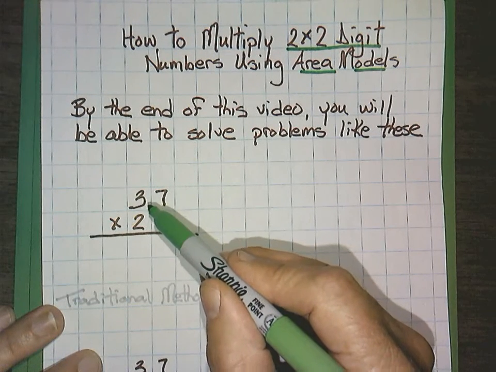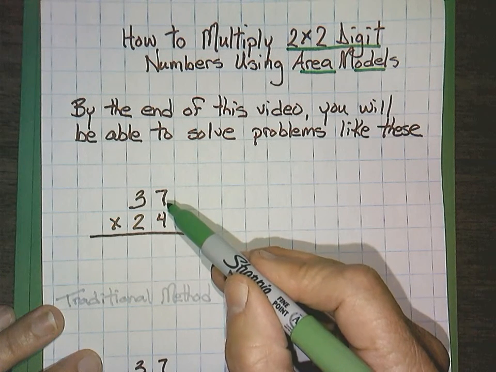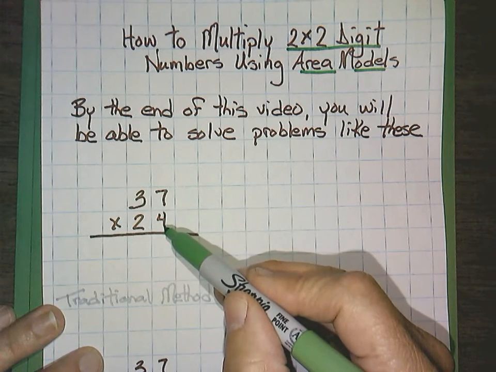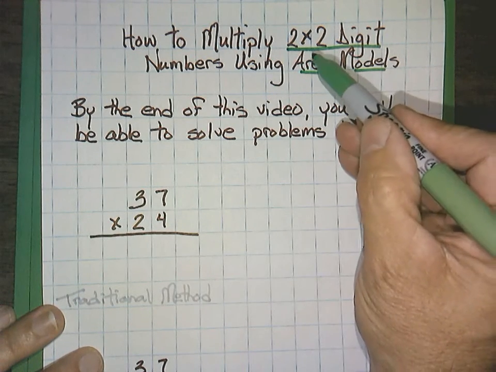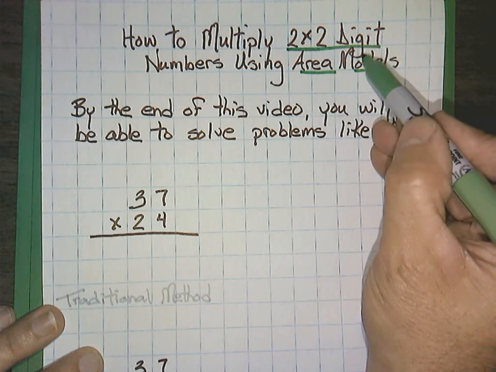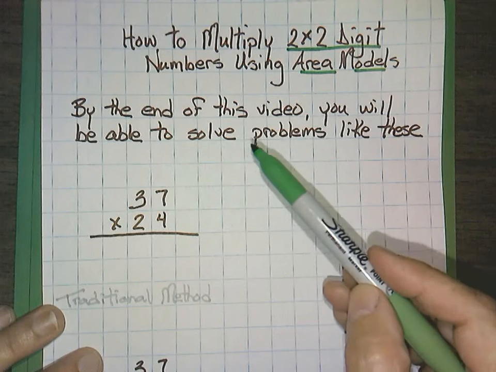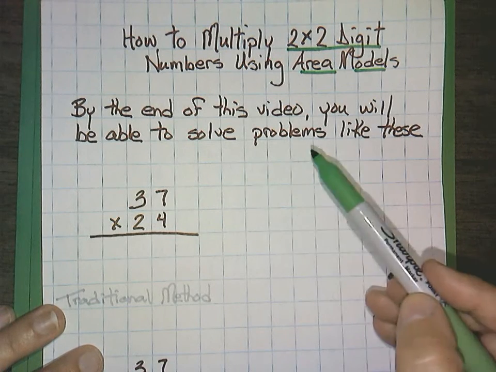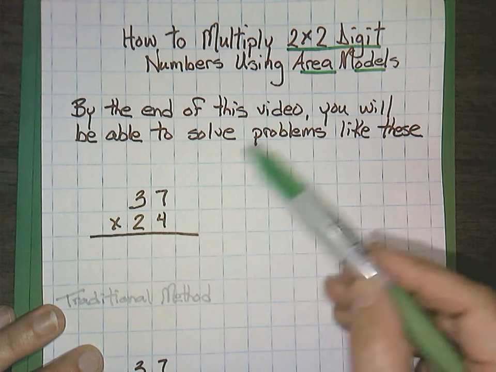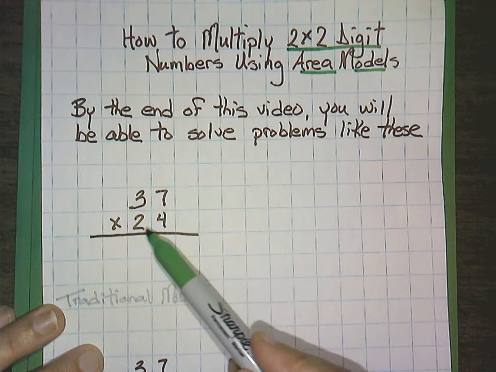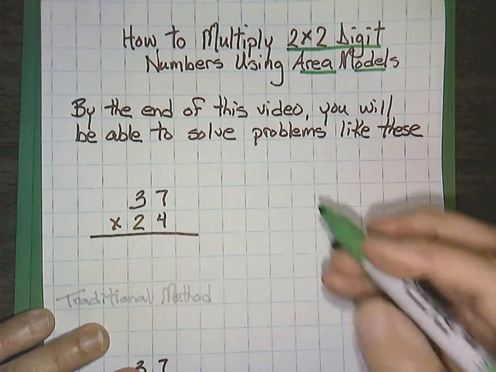Notice on top, 37 is a 2-digit number. And then on the bottom, 24 is also a 2-digit number. So that's what we mean when we say a 2 times 2-digit problem. And area models we'll get into right away. By the end of this video, you will be able to solve problems like these, again, using an area model strategy. 37 times 24.